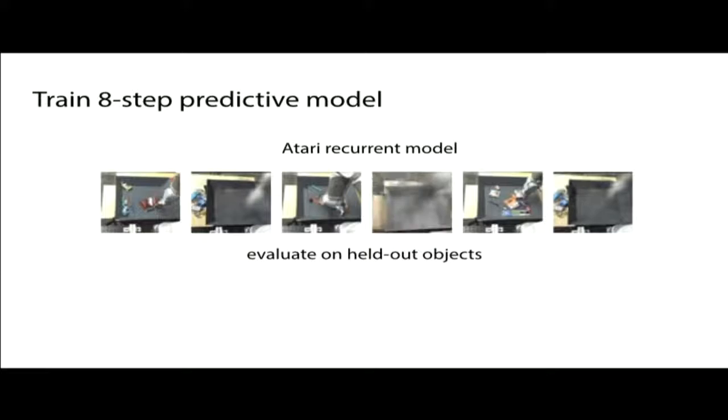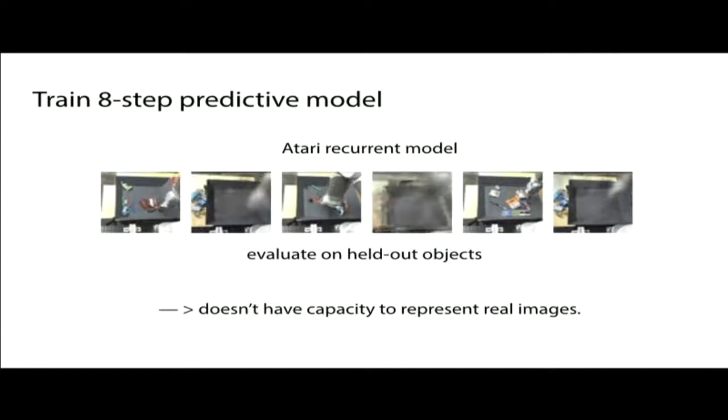And so then if you take the Atari model and run it on these video frames to try and predict frames into the future, given the first frame and the actions that the robot took, which in this case are the commanded pose of the arm, you get things like this. And this is evaluated on held out objects. So this is objects that weren't seen during training.